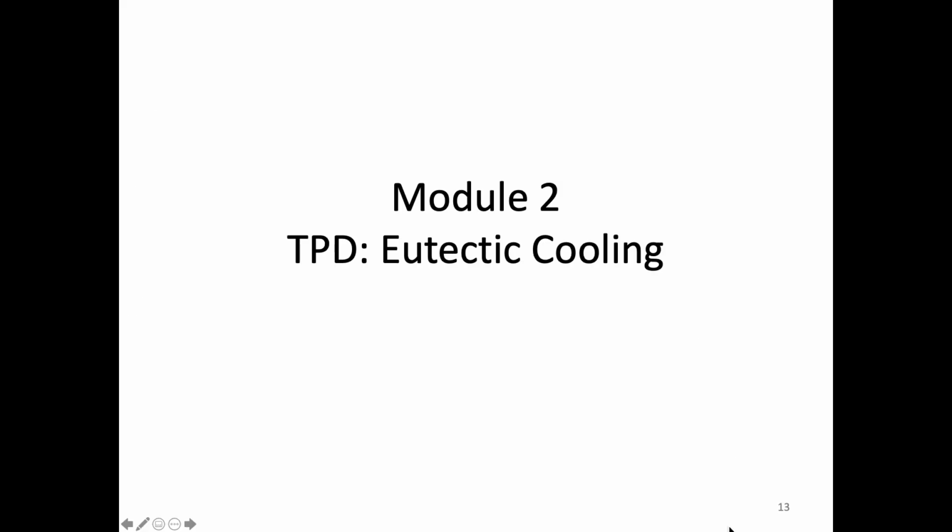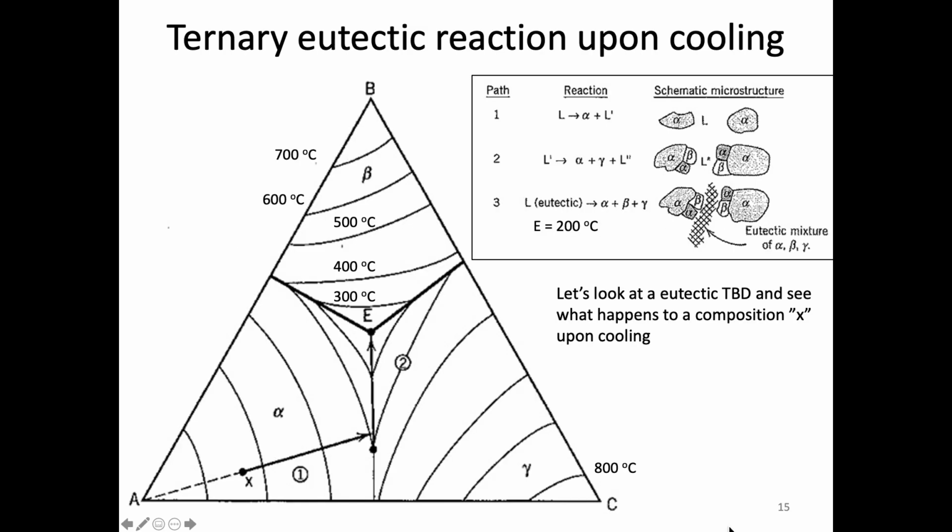All right, in this second video, we're going to talk about eutectic cooling in ternary phase diagrams. Here is a ternary phase diagram I've shown you before that has a eutectic reaction in it, labeled E. I wanted to go through these, what we call crystallization paths, to show you the progression and the reactions that occur throughout this diagram.